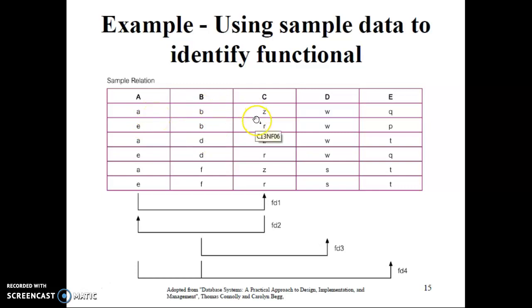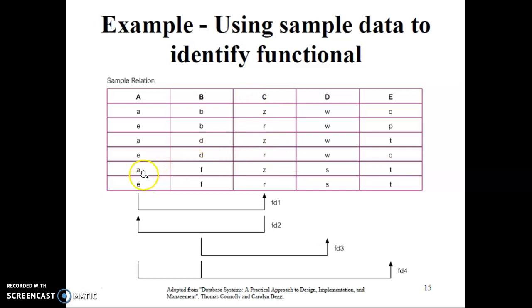the value Z appears in column C. For that value A in column A, Z appears in column C. And when E appears in column A, R appears in column C. These values are consistent in other tuples, in other rows also. Again in the third row we have value A, so Z is the consistent value. Z here also and Z here.